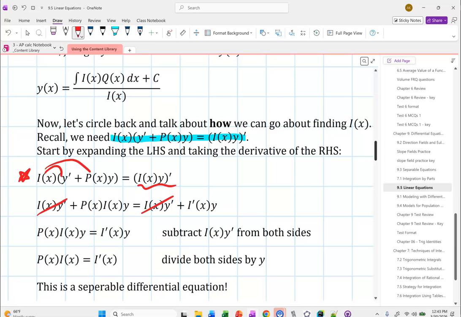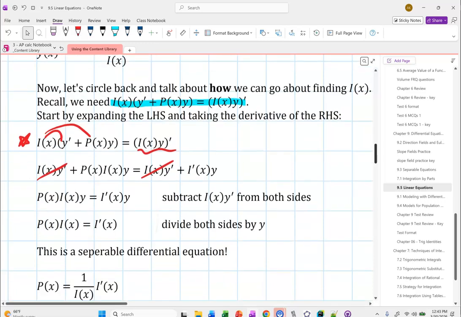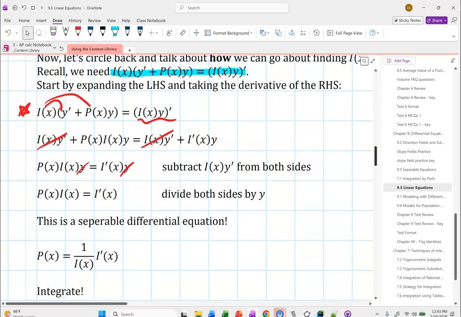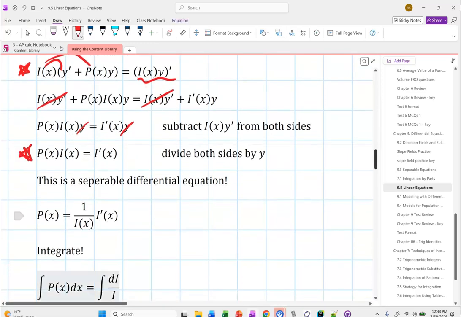Everybody's good? Okay. And I now have y's on both sides, so I can divide the y off. Everybody's good. What I'm left with here is a separable differential equation. If I divide both sides by I of x, I have my function p of x on one side, and then 1 over I of x times the derivative of I of x on the other side.